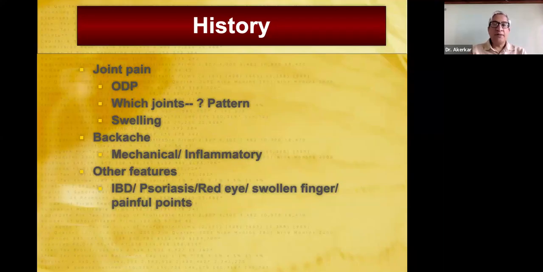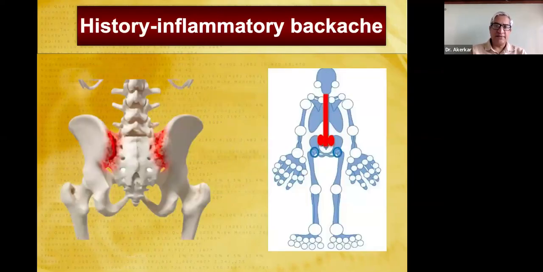Psoriasis, wherever, it could be any region of psoriasis. Dandruff to some extent, history suggestive of dandruff, that could be psoriasis, the patient may be calling it dandruff. Any history of red eye, because uveitis is common in this group. Any history of swollen fingers, swollen toes, this is suggestive of dactylitis, history based, this is how you can get it. And any painful points in the body, this is something that can suggest enthesitis.